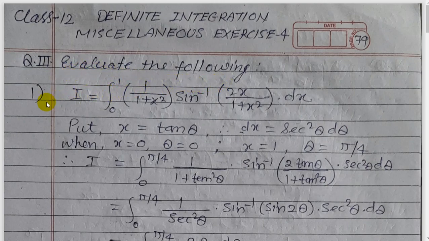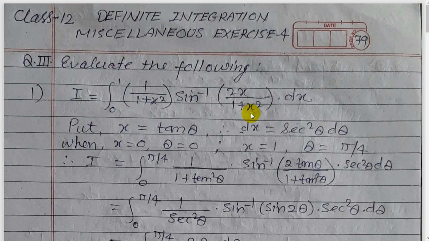Question number first, I equal to integral 0 to 1 of 1 upon 1 plus x square into sine inverse of 2x upon 1 plus x square into dx. So you have 1 upon 1 plus x square and sine inverse 2x upon 1 plus x square. So what does it mean?